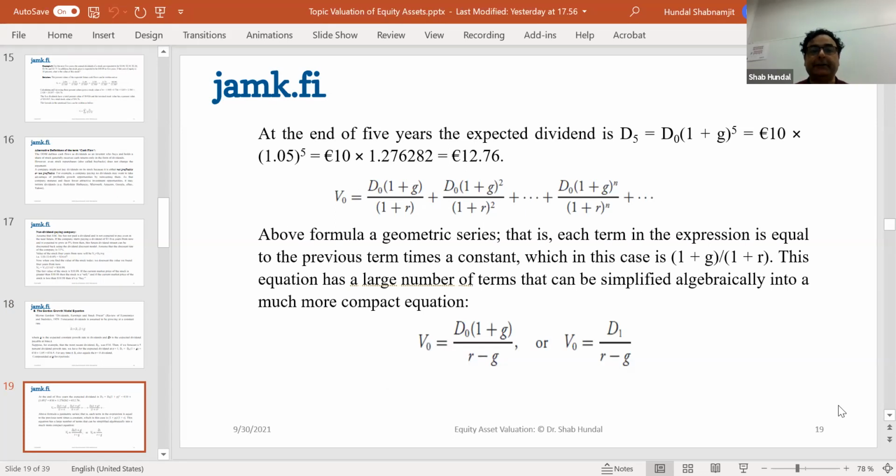So at the 5th year, if it keeps increasing at 5%, then it would be your initial dividend now, D0, times (1 plus the growth rate) to the power of 5. So you can expect that at the end of the 5th year, you would be getting 12.67 euros in the form of dividends. So you can create your dividend stream.